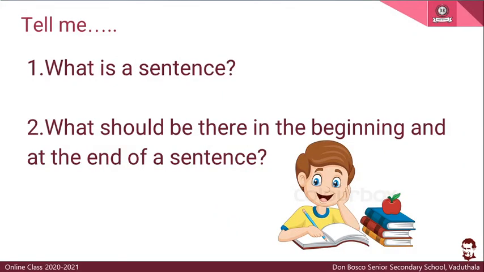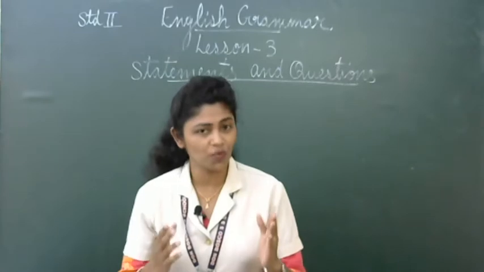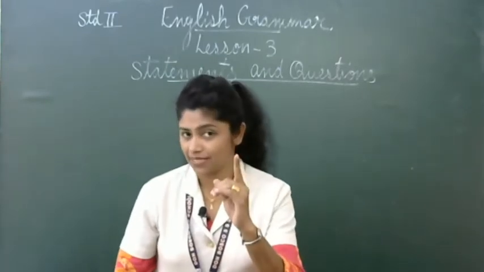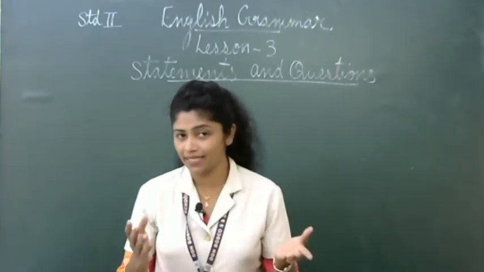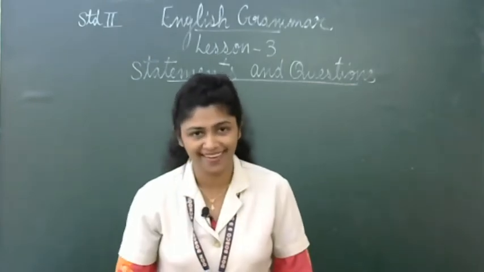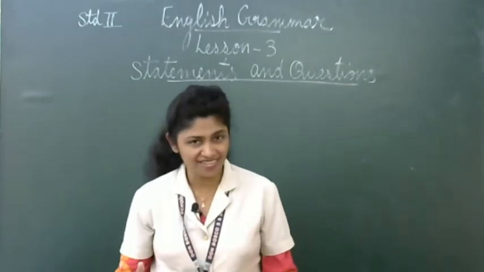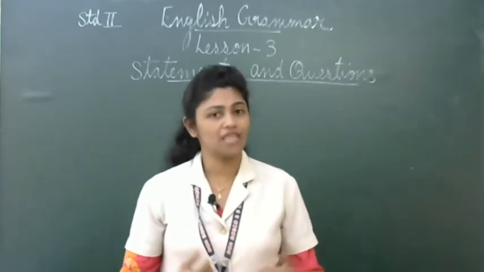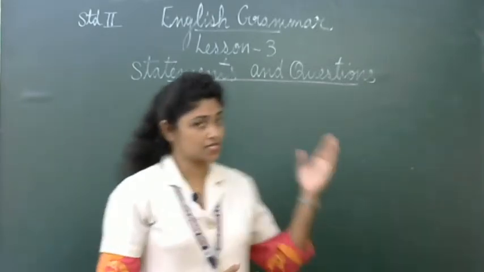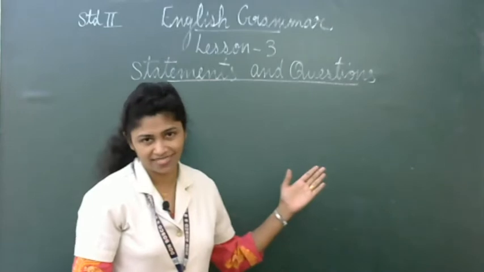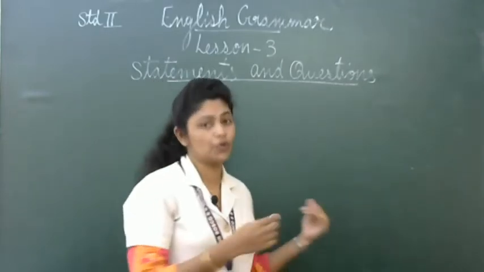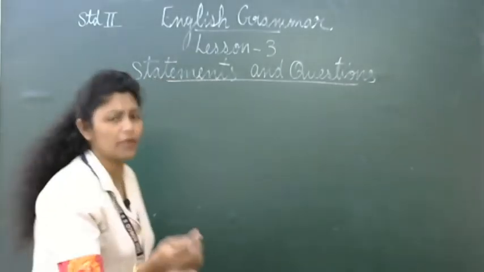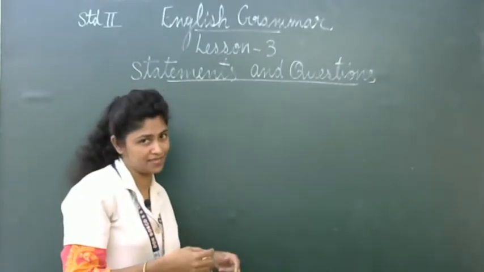Now, second question. What should be there in the beginning and at the end of a sentence? The sentence always begins with a capital letter, and at the end a full stop must be there. Yes, very good. So children, shall we begin our third lesson? Statements and questions. For that, I want you all to look at the board. Now I am going to write a sentence here.